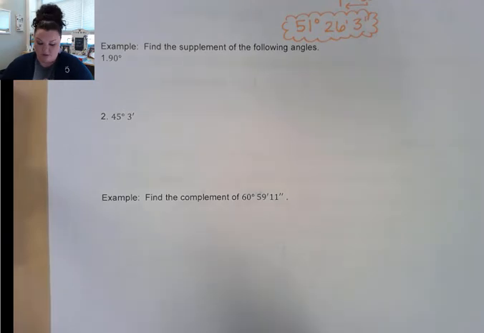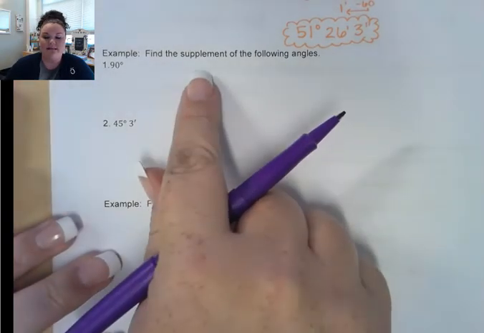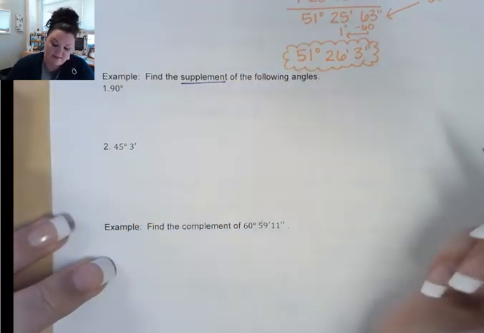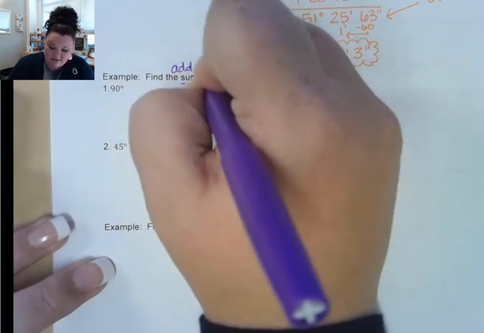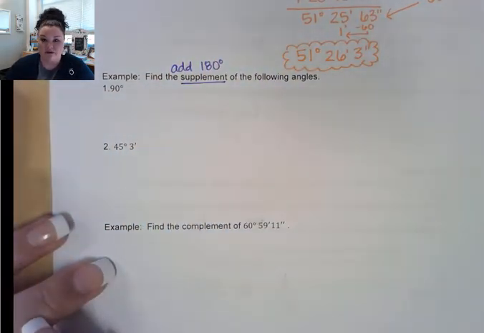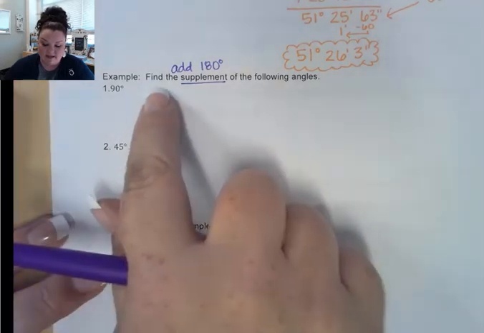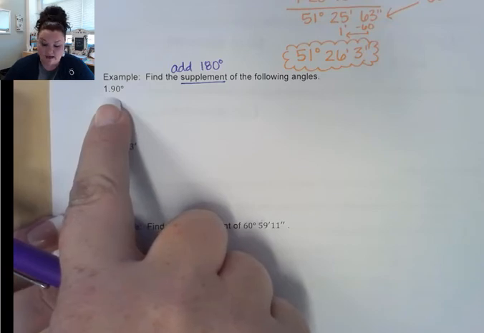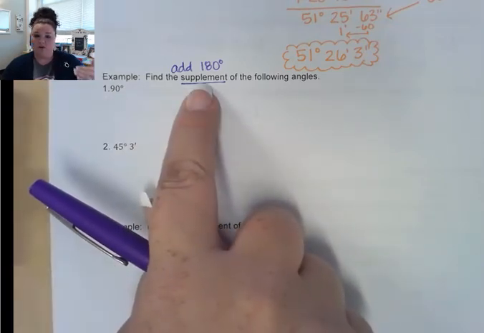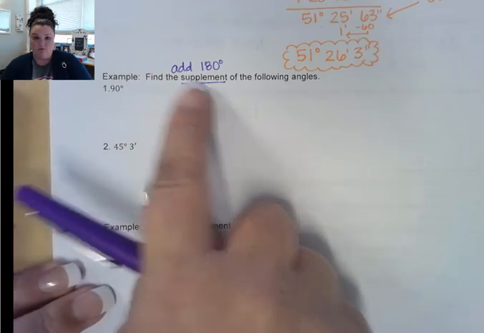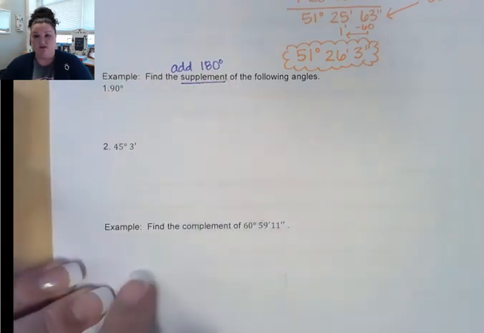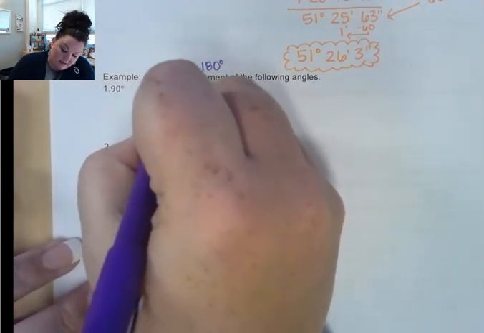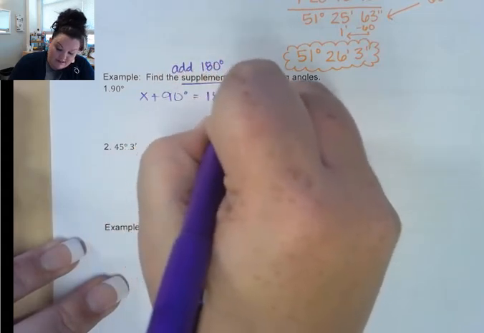Okay, so for example, first of all, we need to remember what supplement and complement means, right? So the supplement means that the two angles add up to 180 degrees, okay? So it says we want to find the supplement of the following angles. So if the first angle is 90 degrees and we're trying to find the supplement angle, what we're trying to find is what angle, when we add it to 90 degrees, gives us 180 degrees, right? Or in other words, what angle plus 90 degrees equals 180 degrees, right?